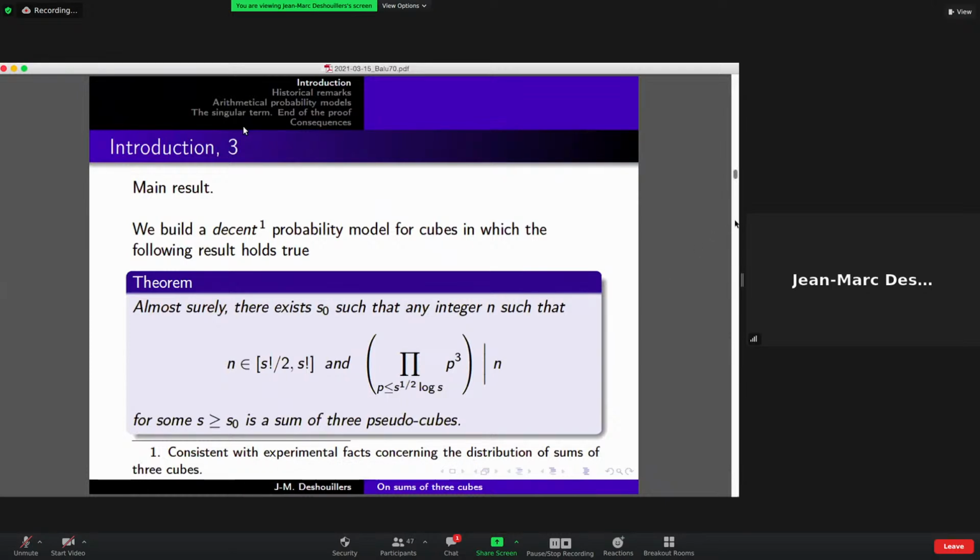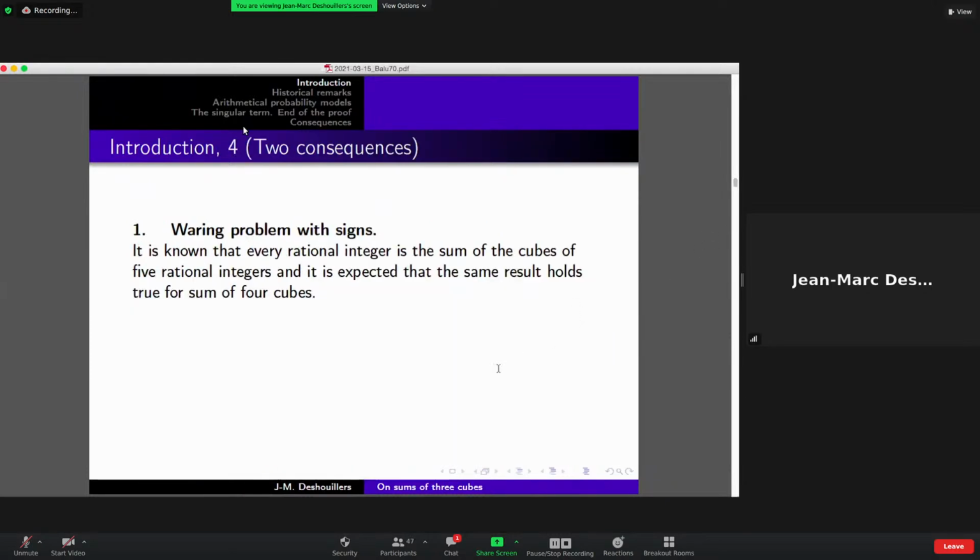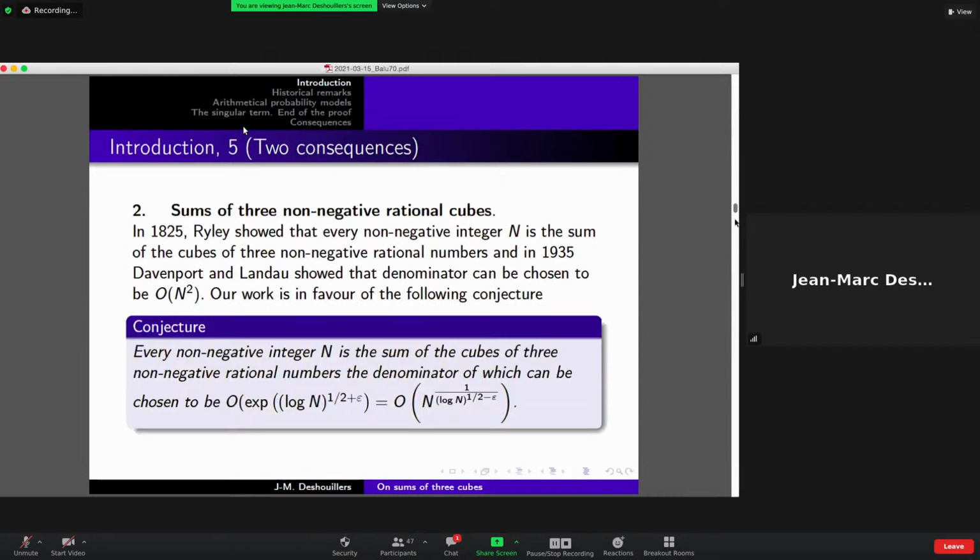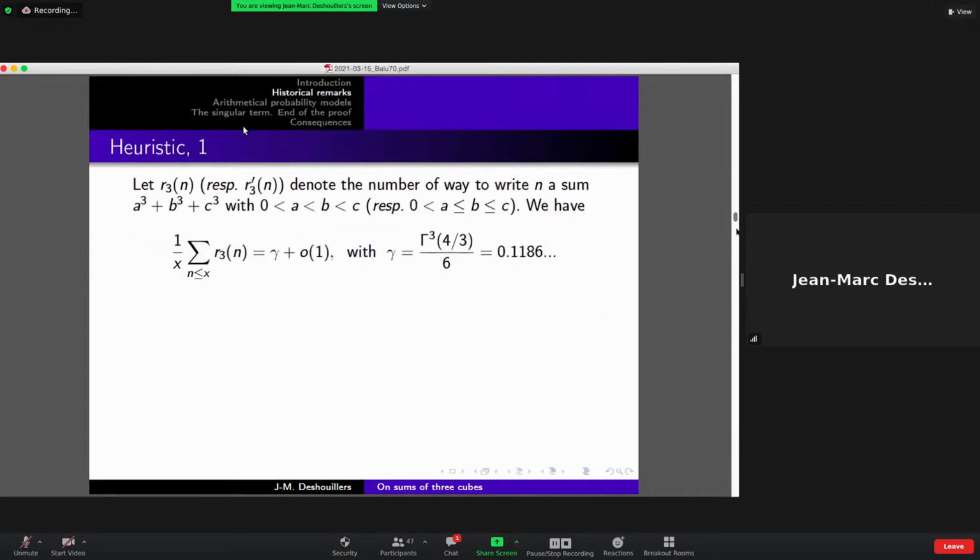Okay, so let us go now to some consequences. I will talk about consequences later on. One is for the problem with signs, so, okay, I'll talk later about that. And also three non-negative rational cubes. I'll talk about that at the end.